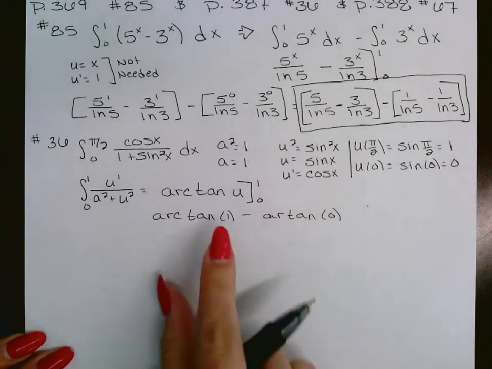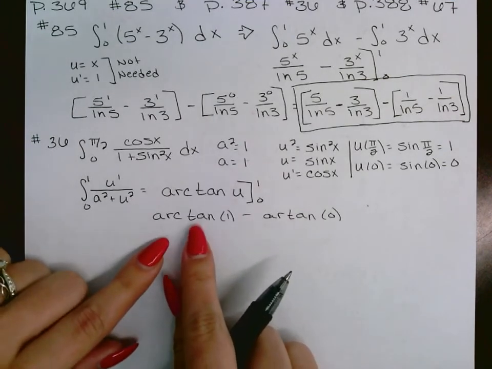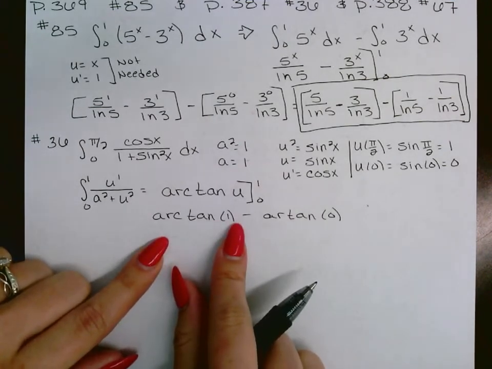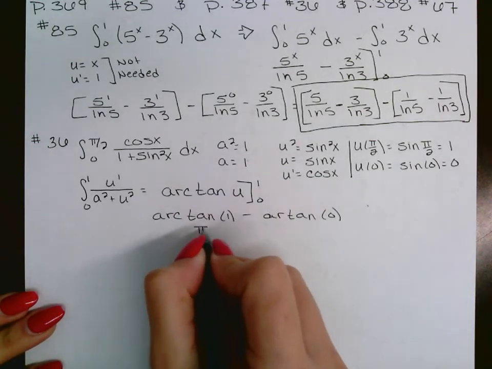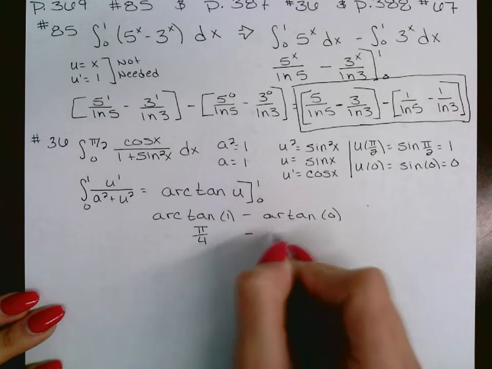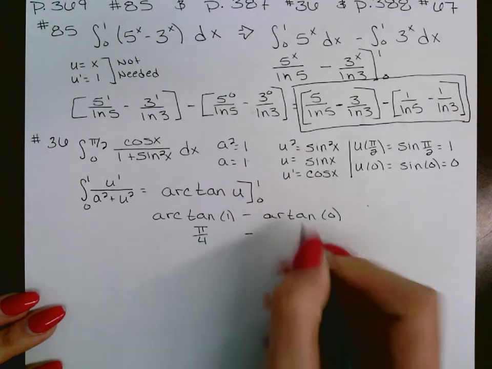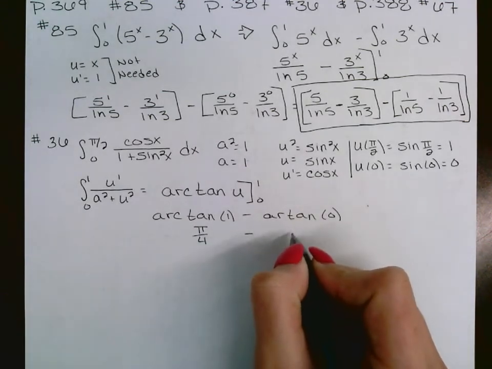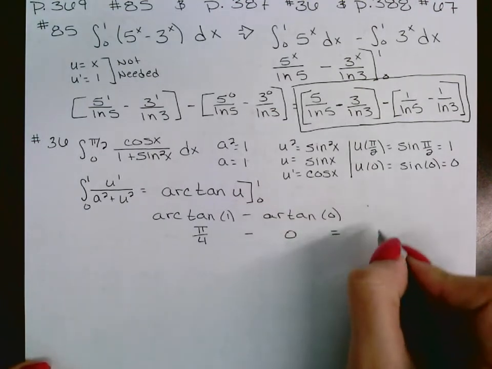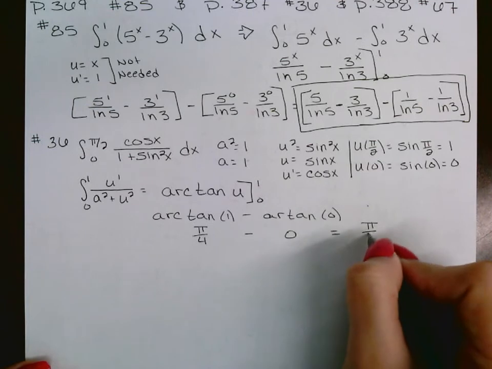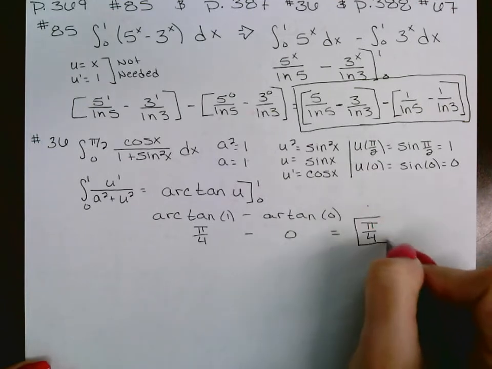Remember that this poses the question, when on my unit circle did tangent equal 1? Who can remember when tangent equals 1? Beautiful. Pi over 4 minus, and who remembers when tangent equals 0? At 0. Good. Pi over 4 minus 0 is? Pi over 4. And I am done.